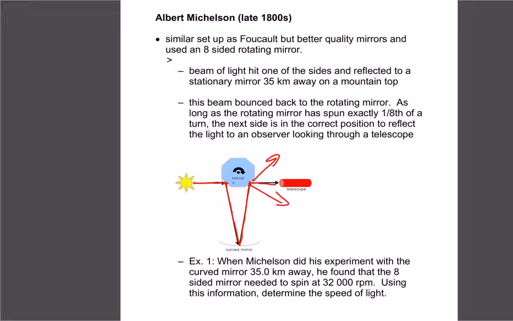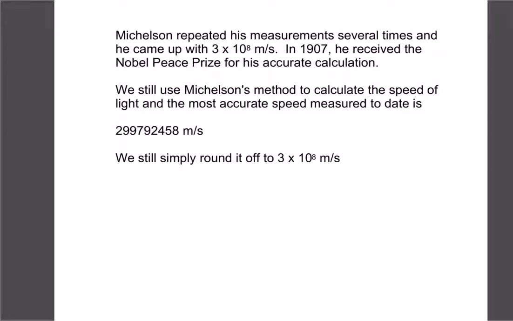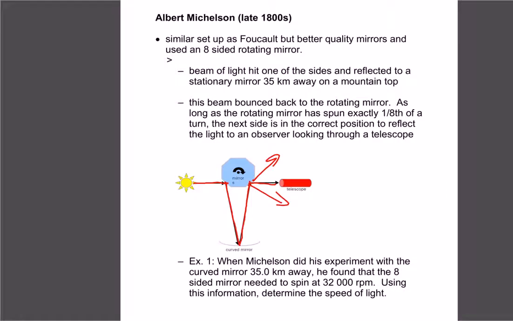calculation. So let's actually do one of his calculations. So this one, it says we have a curved mirror 35 kilometers away, and he found that he had to spin the 8-sided mirror at 3,200 RPMs. So the question we're going to do is, what is the speed of light based on that information? Okay, so let's go with our formulas. We know that our velocity is going to be distance divided by time.